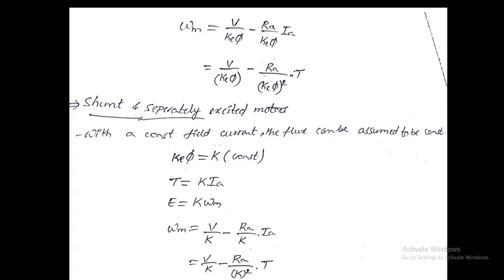The flux can be assumed to be constant, so Ke into pi is equal to another constant, K. Earlier, the fundamental equation for torque was T is equal to Ke pi into Ia. Now for the shunt and separately excited DC motors, Ke into pi can be replaced with another constant K. Hence T is equal to K Ia, and E is equal to Ke pi into omega m, where Ke pi can be replaced with K. Hence E is equal to K into omega m.